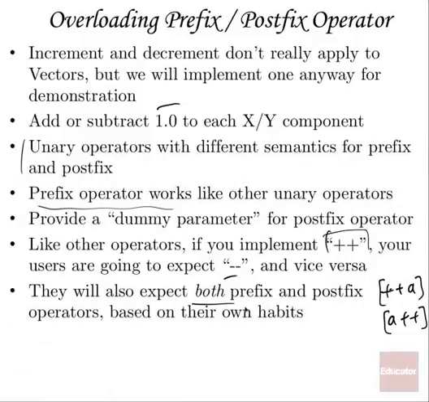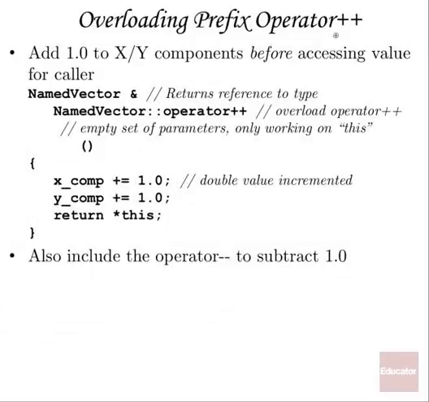If we're going to overload the plus plus, we're going to do the prefix first, just like the unary operators. We've seen all this before, so I won't cover it all again. Empty set of parameters. We take the x component, add 1 to it, take the y component, add 1 to it, and return the result. Do the same thing with minus minus: minus equals 1.0, minus equals 1.0. Rather than just copying this code, I'm just telling you about it. When you're actually writing the code, you're going to have to copy the code.